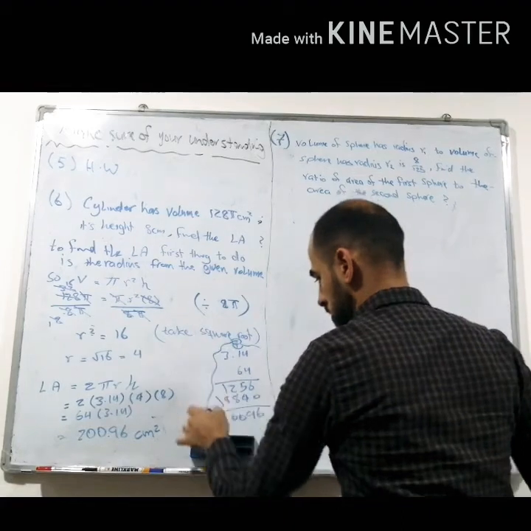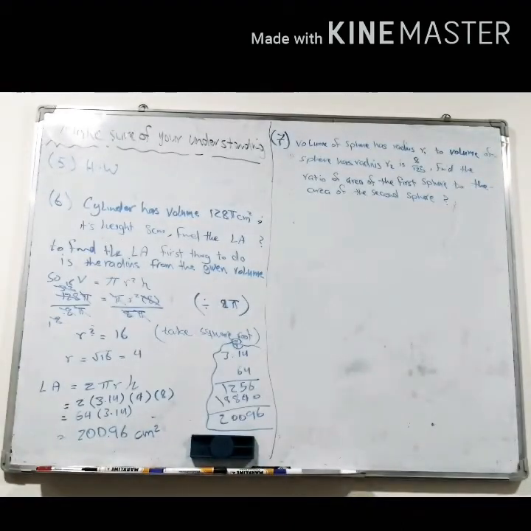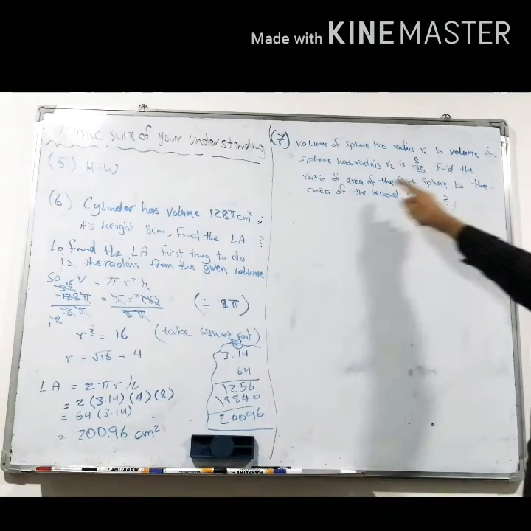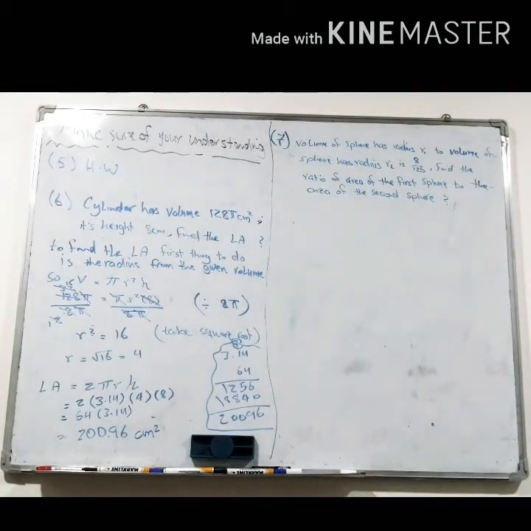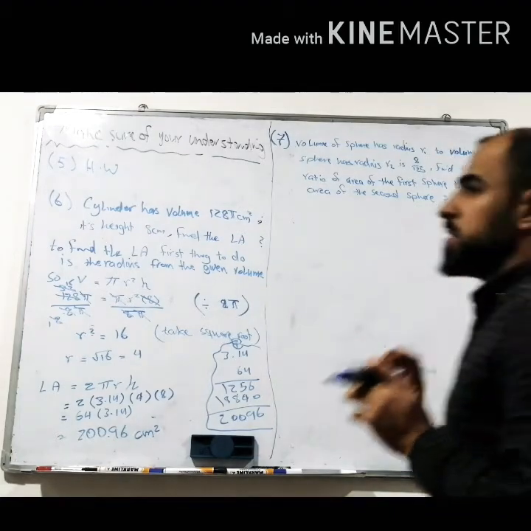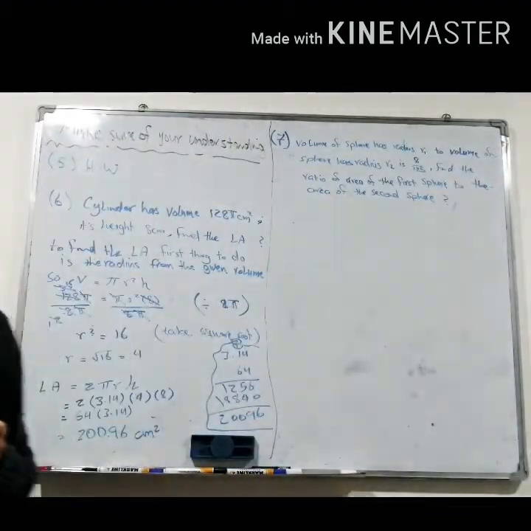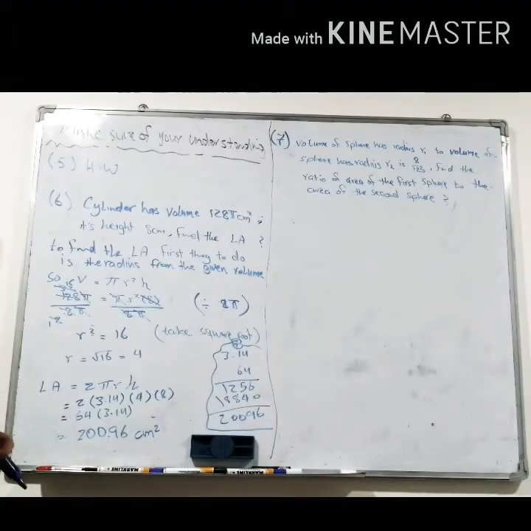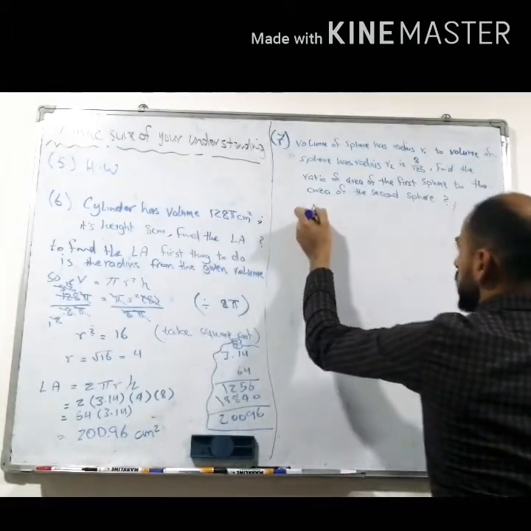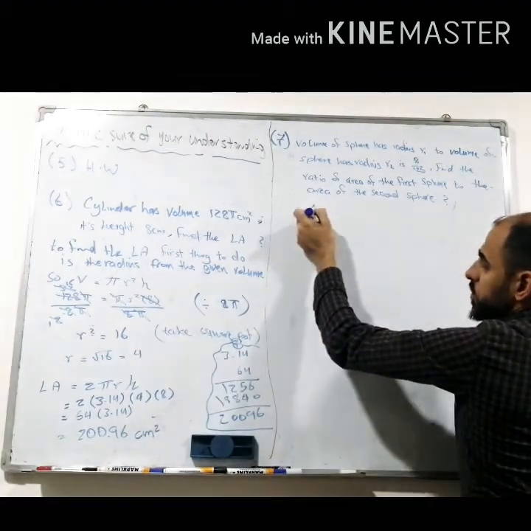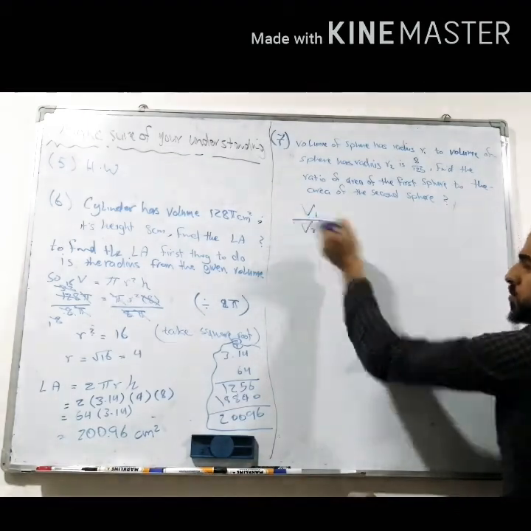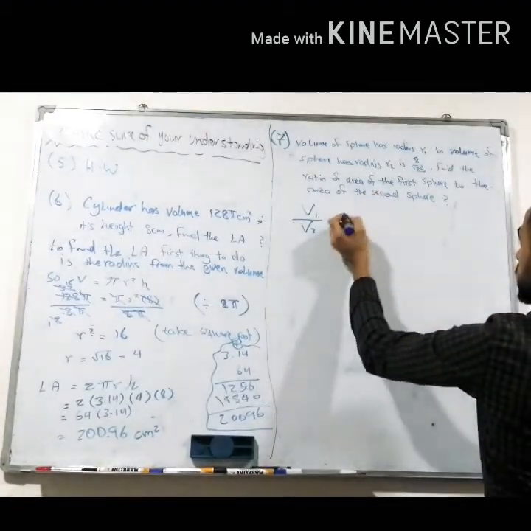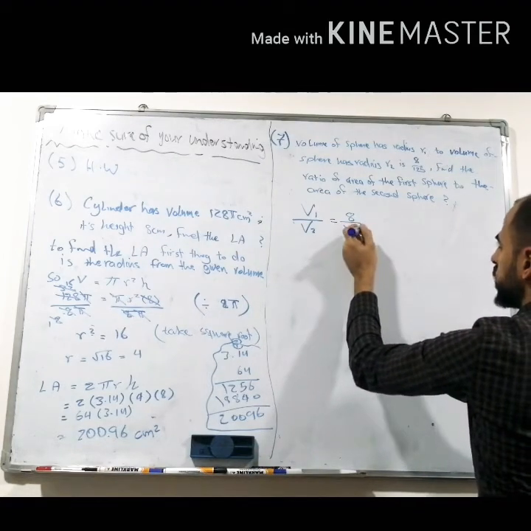In question number 7, he gives you the ratio of the volume of a sphere with radius r1 to the volume of a sphere with radius r2, which is 8 over 125. Find the ratio of the area of the first sphere to the area of the second sphere. He gave the ratio of volumes. That means V1, the volume of the first sphere, over V2, the volume of the second sphere, equals 8 over 125.